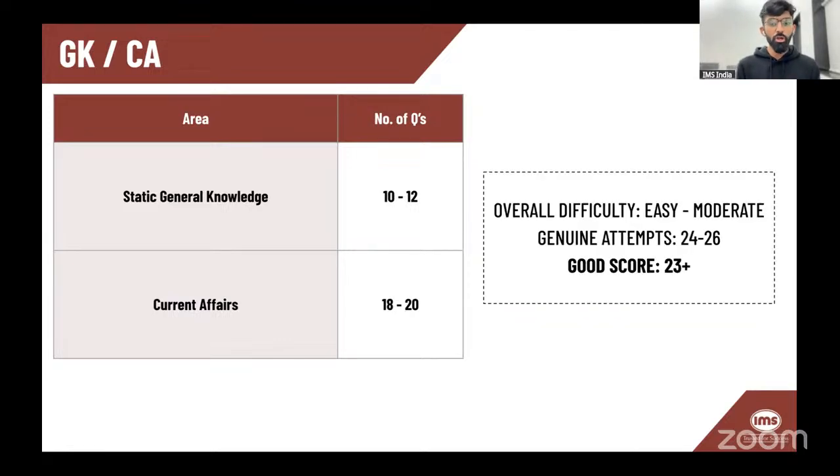So having a good knowledge of this would help you again get 24 to 26 genuine attempts in this section, and a good score of 23 plus was possible. This section is again easy to moderate if you have read your current affairs.